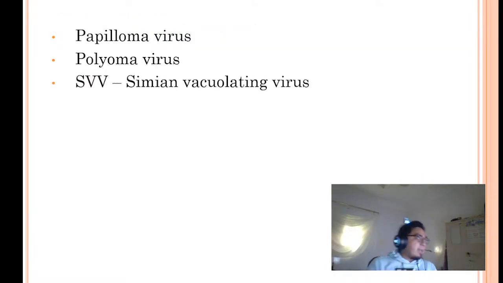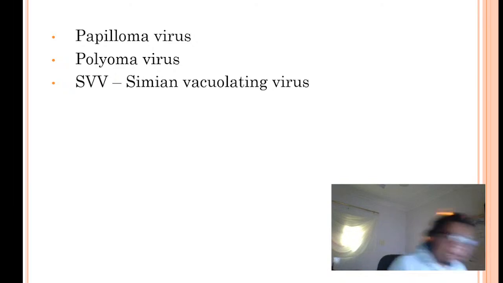Yeah. Papilloma virus, polyoma, and you forgot simian vacuolating virus. This is actually something that you have to remember as well.